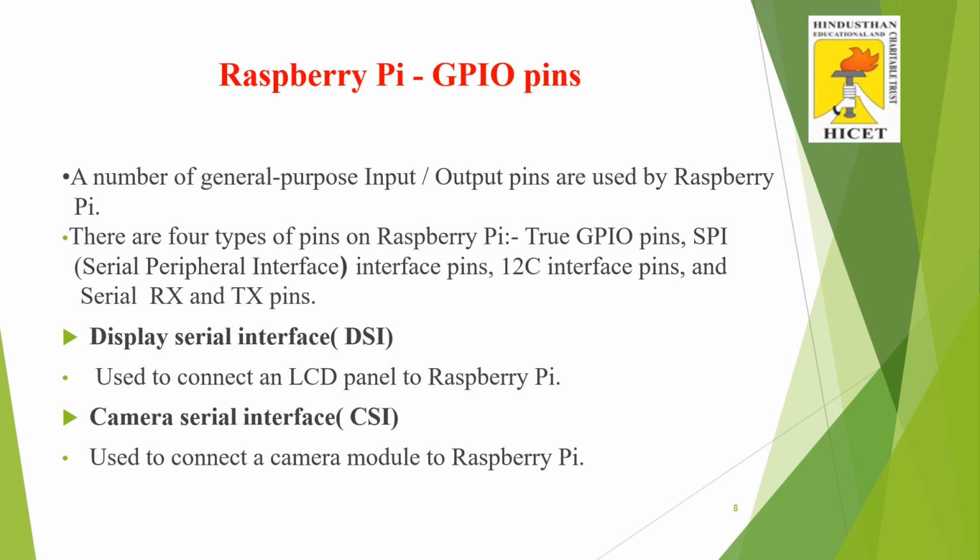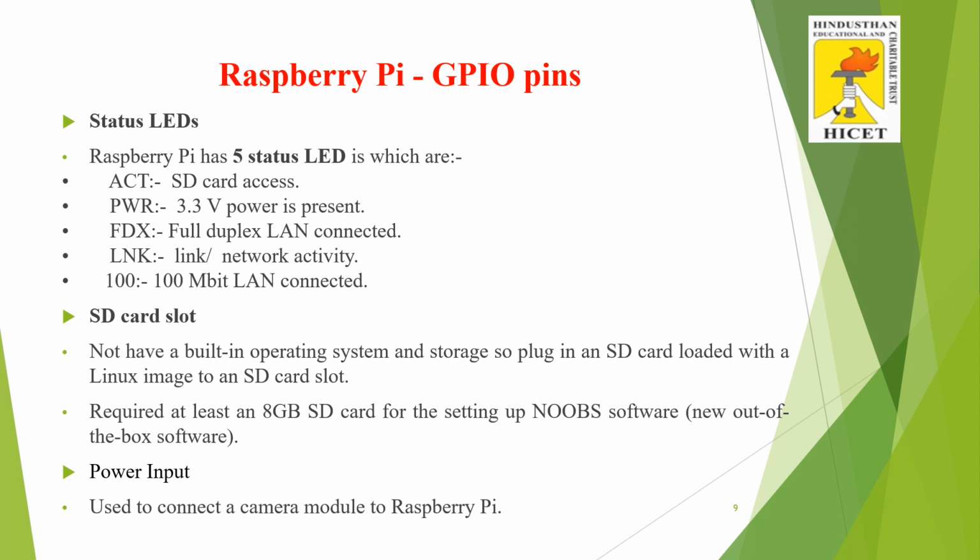The next one, display serial interface, DSI. It is used to connect an LCD panel to Raspberry Pi. The next one, the camera serial interface, CSI. It is used to connect a camera module to Raspberry Pi. Then the Raspberry Pi has 5 status LEDs, that is ACT, PWR, FDX, LNK and 100.